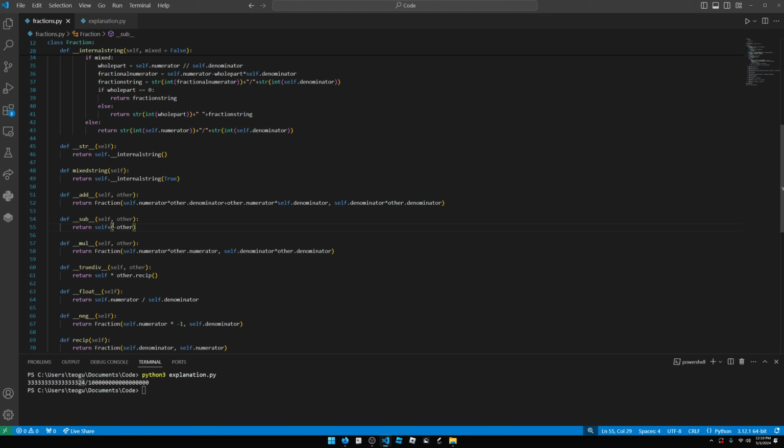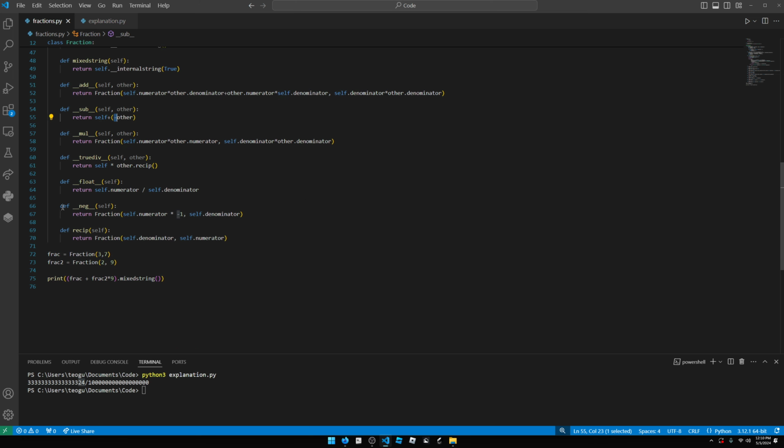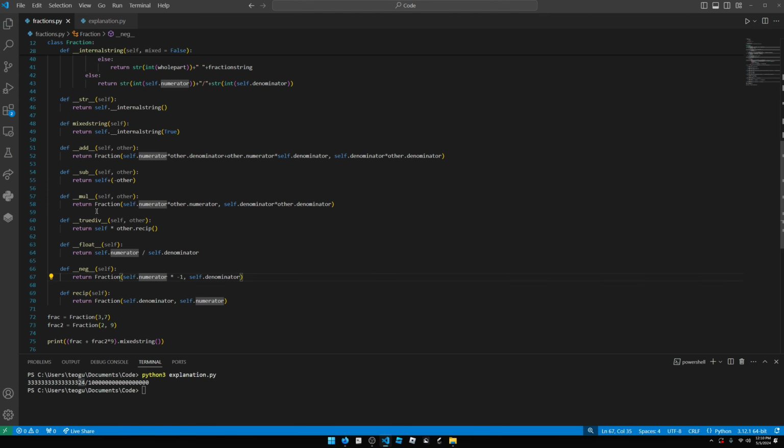Subtracting is just self plus negative other. And I'll tell you about how I define this later. So actually I'll tell you now. I define negative here by just multiplying the numerator by -1. Anyway, next is multiplying fractions. It's actually the easiest operator. Just numerator times other numerator, and the denominator is multiplied.